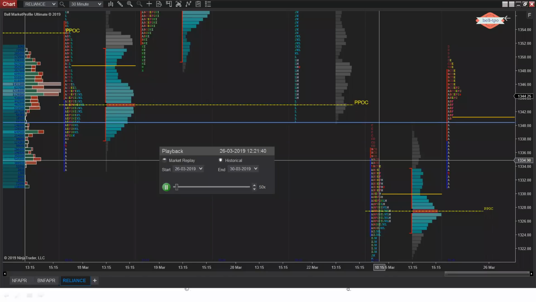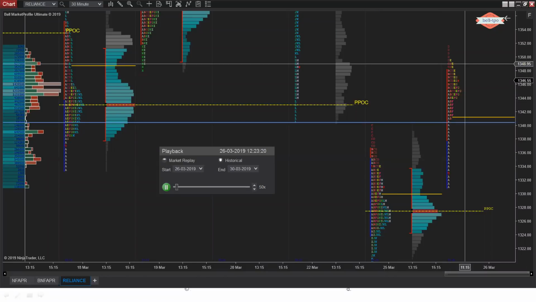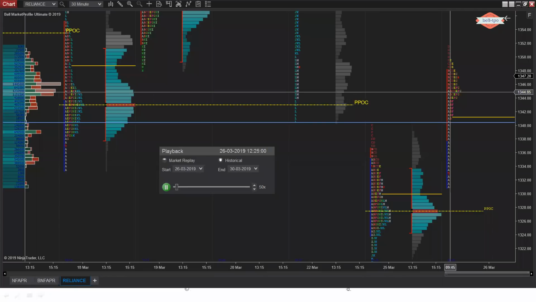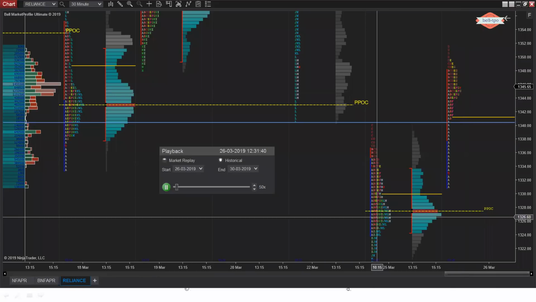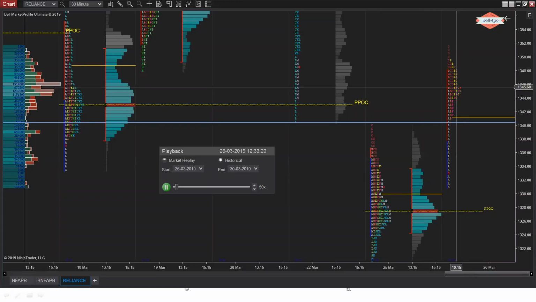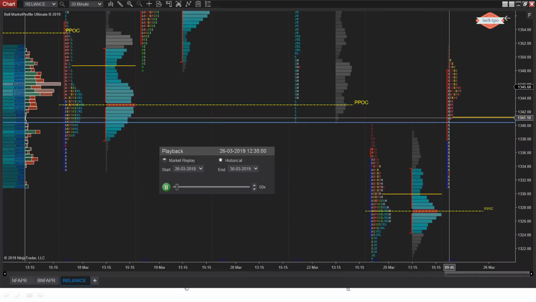It's a continuous activity. So now you can see that the point of control was building over here, A, B, C, D, E, F, G. It's building around the center, which means more and more crowded activity is happening. Yesterday, the crowded activity happened over here. Now that crowded activity has shifted higher, above the previous day's high. It's a good sign. Probably something has changed in the markets.